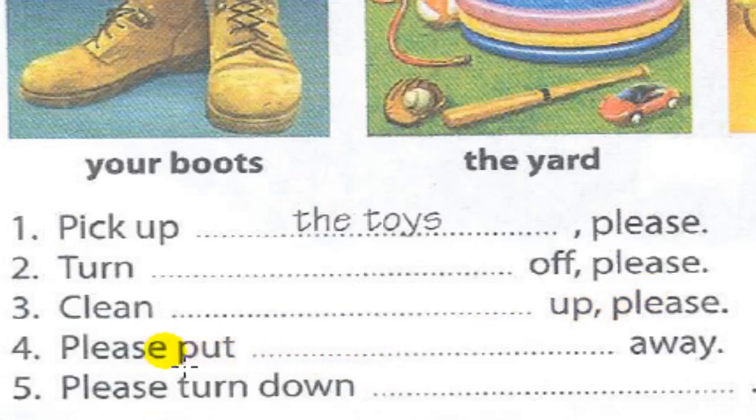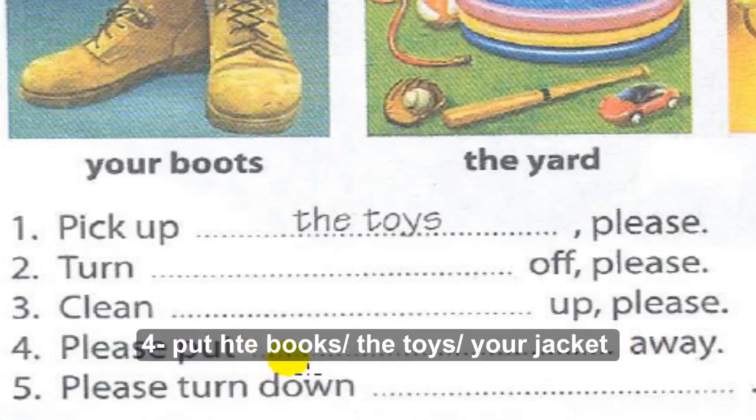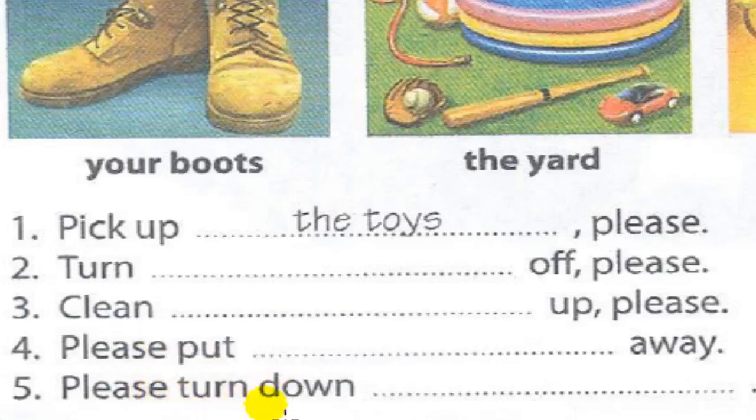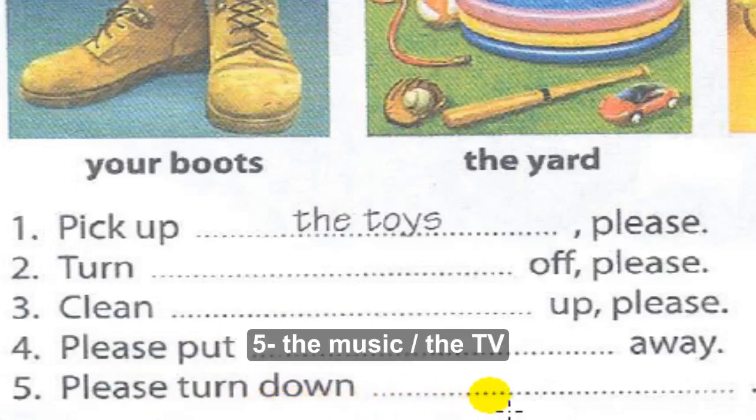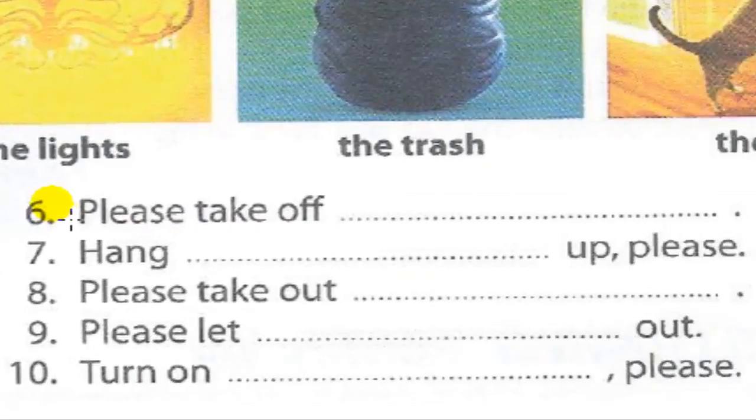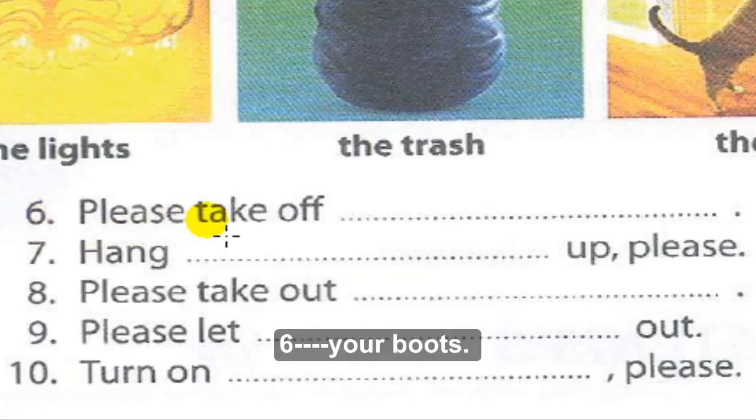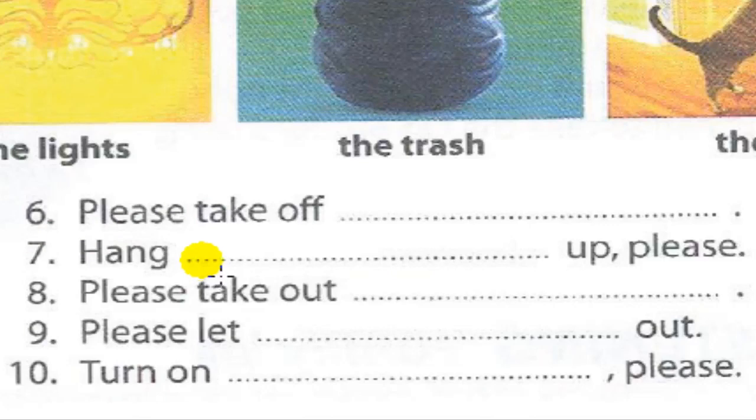Four, please put away. Put what away? Put the box away. Put the toys away. Put your jacket away. So, the box, the toys, your jacket. Five, please turn down the music, turn down the television, the TV. Six, please take off your boots. These are boots, so take off your boots. Seven, hang your jacket up, please.